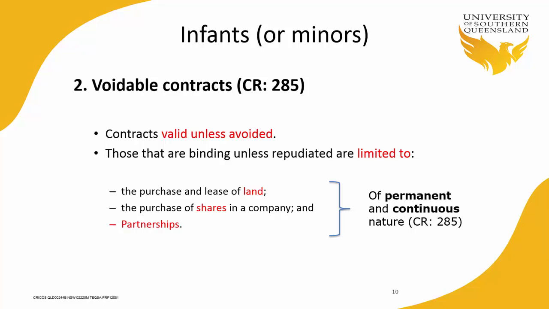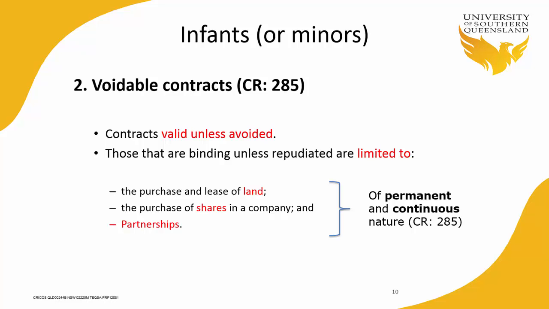In this kind of contract, an infant may repudiate a voidable contract, so they don't want to go through with the obligations on the contract, during infancy, while they are still below 18 years of age, or within a reasonable time after becoming an adult. What constitutes a reasonable time depends on the circumstances in each case.